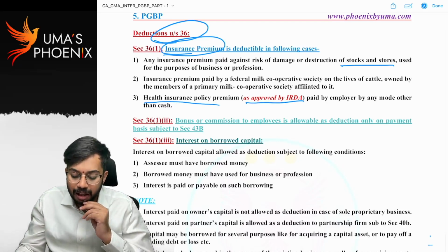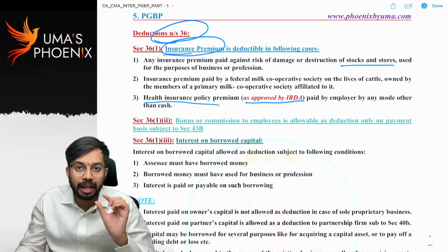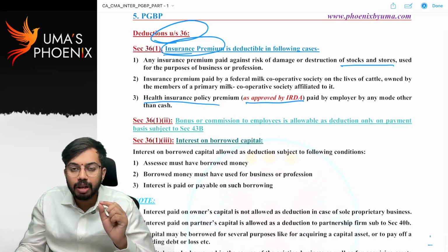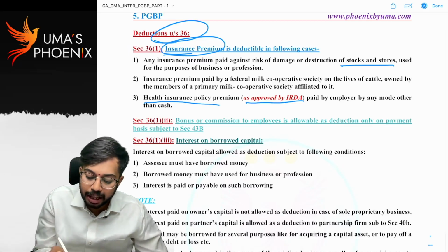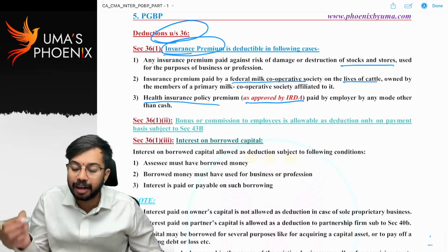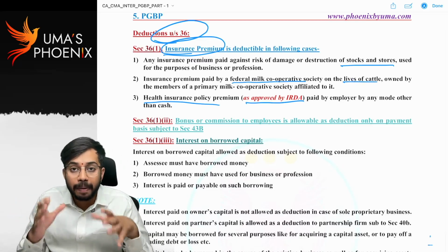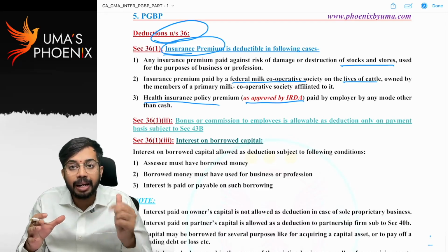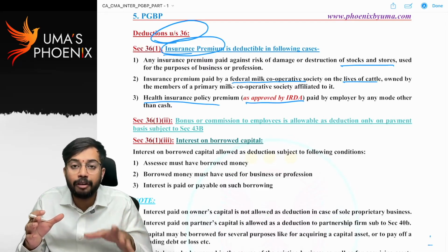deduction. Similarly, if any cooperative society pays insurance against life of animals, see, insurance premium paid by Federal Milk Cooperative Society on the lives of cattle. So, cooperative society is paying medical insurance premium against life of animals.